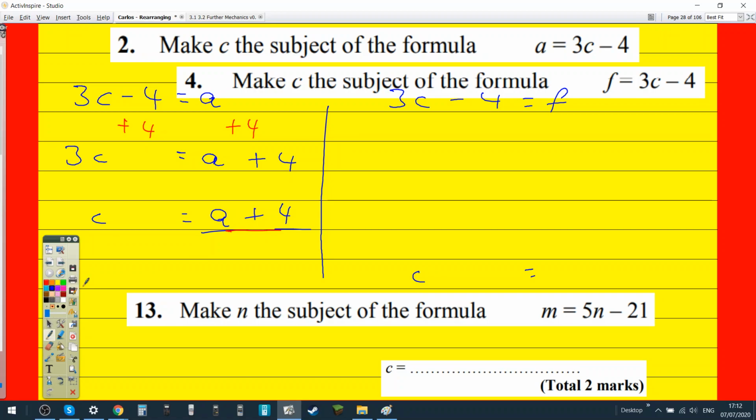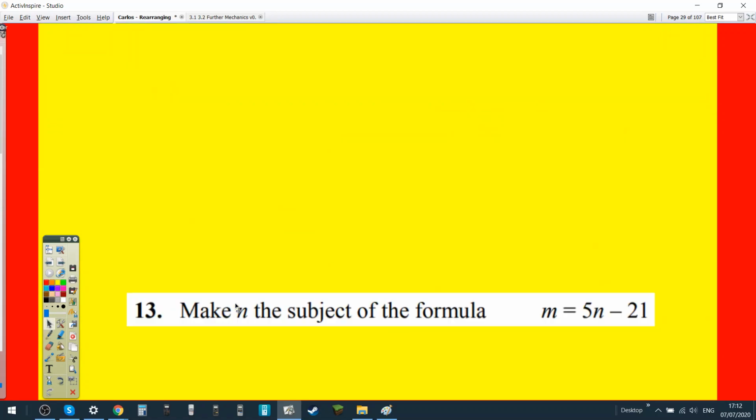Okay. So then for this one, do you just have to add 4 to them again? Yeah. So on the right, it would be f plus 4, and on the left, it would just be 3c. Mm-hmm. And then that means c equals f plus 4 divided by 3. Well done. F plus 4 all divided by 3. Great. Any questions there? No?